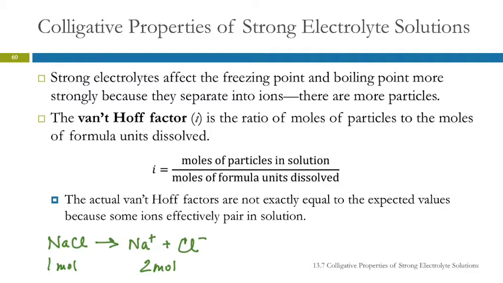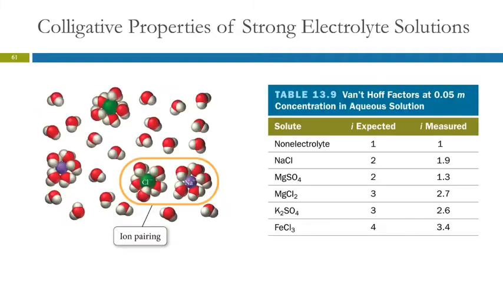The reason is that some of the ions effectively pair up in solution and so kind of act like a single particle. Here's an illustration of ion pairing. So this sodium ion and this chloride ion are both hydrated, they're dissolved, but they can effectively pair up. They're like hanging out together, and so they go around like one particle. It's the number of particles, not what the particles are, that causes the change in the boiling point and freezing point. So actual Van't Hoff factors would have to be given to you.